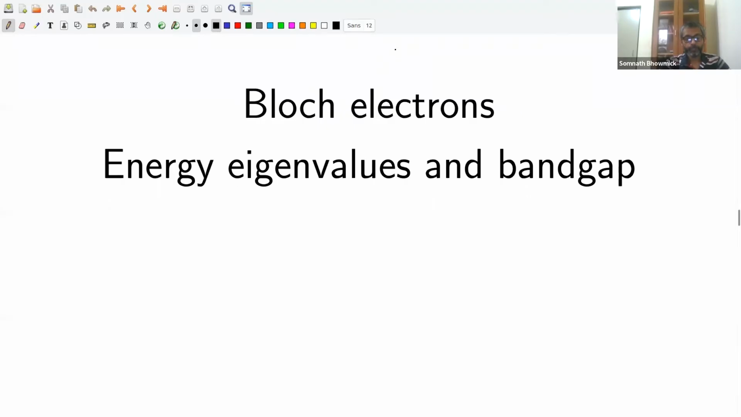Hello friends, we are going to continue our discussion on Bloch electrons. In the previous lecture, we converted the time-independent Schrödinger equation to a system of linear equations. In this lecture, I am going to solve the system of linear equations to get the energy eigenvalues and show that energy values are not continuous but gapped in the case of Bloch electrons.